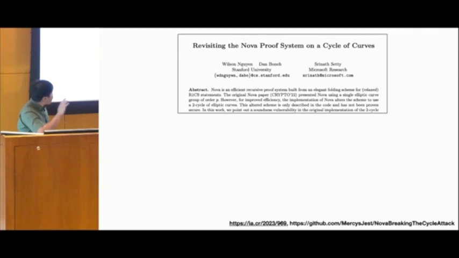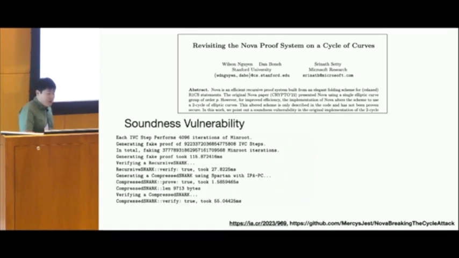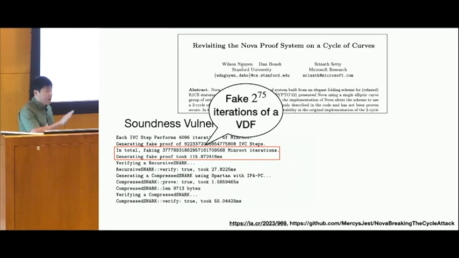Our work, revisiting the Nova proof system on a cycle of curves, formally describes the soundness vulnerability that occurred within the modified version of the Nova IVC scheme. To demonstrate that this indeed was a real soundness vulnerability, we generated a false but accepting proof of 2 to the 75 iterations of the MinRoot verifiable delay function in only 115 milliseconds on a MacBook. Now, if the Nova IVC scheme had actually been a secure IVC scheme, this would have taken hundreds to thousands of years. And so indeed, it was a real issue.